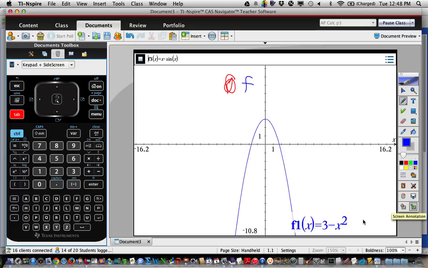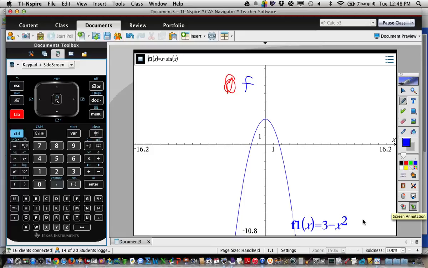Where is f prime positive? So we go to the chart. F prime is positive when f is increasing. This graph's increasing from negative infinity to 0. Where does f have a local minimum? Okay, f has a local minimum if this column goes from down to up. Oh, I'm on the wrong one. You're right. I jumped ahead. I'm on another one. I'm sorry.